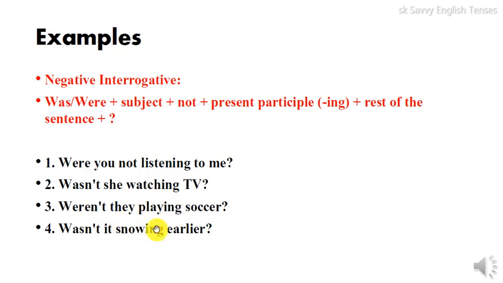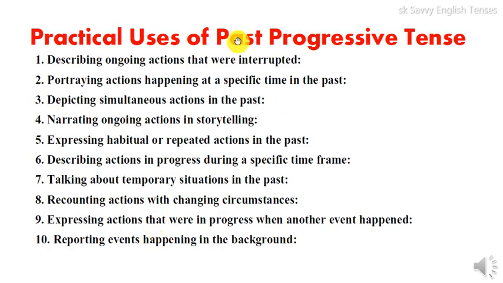Okay, let's discuss the practical uses of the past progressive tense. The past progressive tense is used for describing ongoing actions that were interrupted. It is used for portraying actions happening at a specific time in the past. It is used for depicting simultaneous actions in the past.